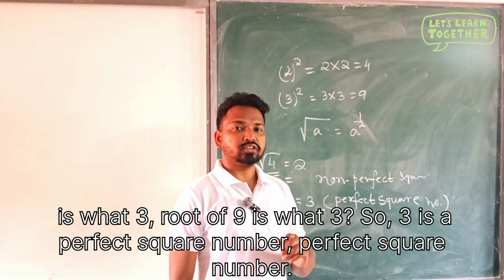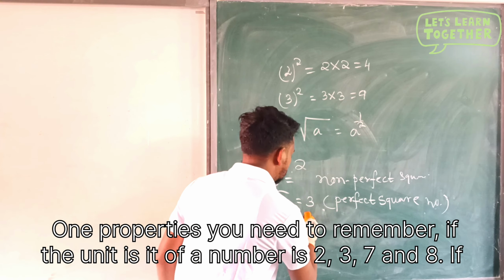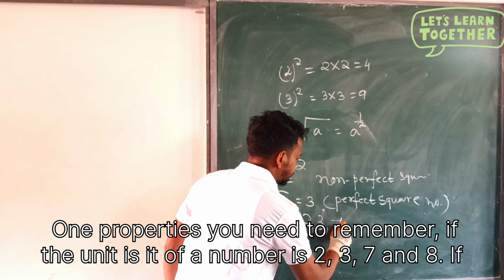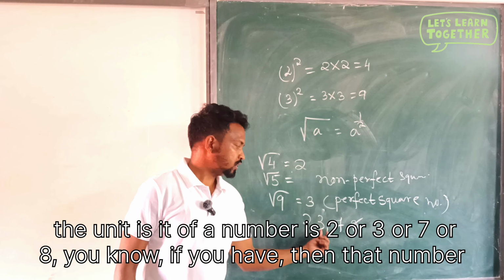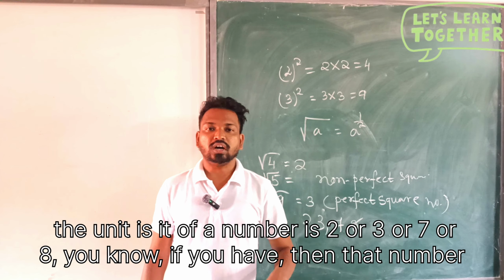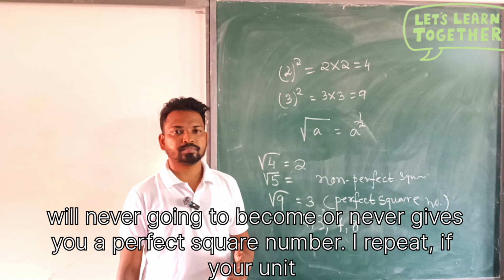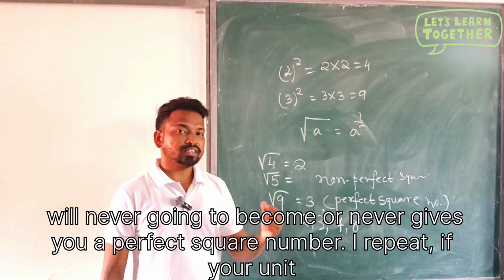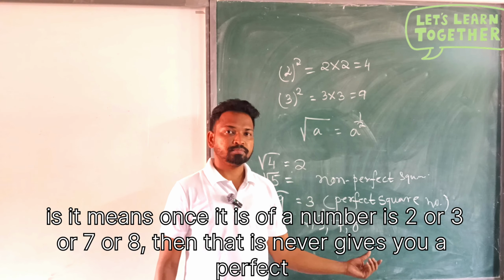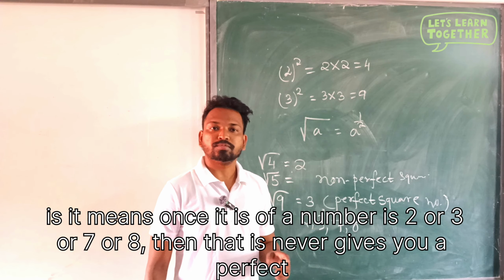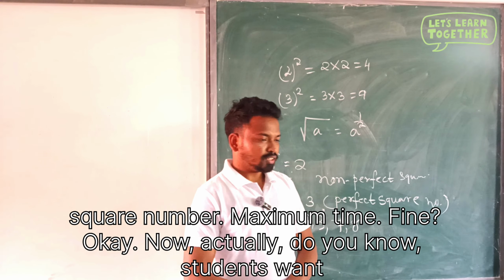Understood? One property you need to remember: if the unit digit of a number is 2, 3, 7 or 8, then that number will never give you a perfect square number. I repeat, if the unit digit, meaning the ones digit, of a number is 2 or 3 or 7 or 8, then it never gives you a perfect square number, most of the time. Fine? Okay.